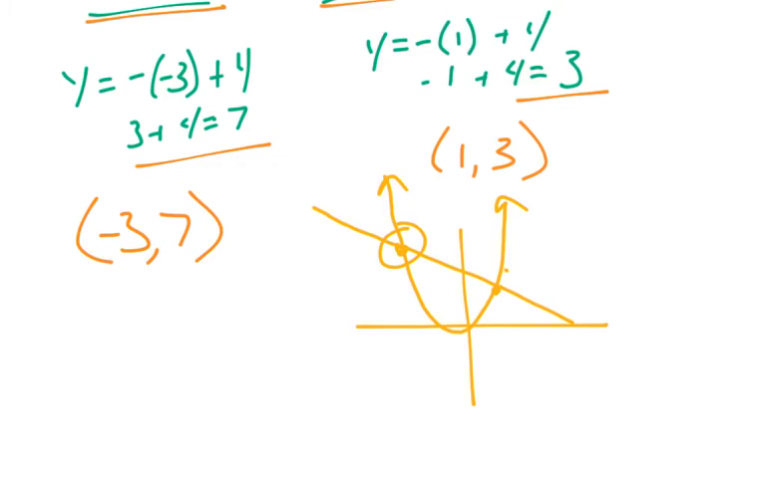We're looking for these 2 points of intersection, or any points of intersection. Sometimes you might get 2 points, sometimes you might get 1, sometimes you might get none at all. And we'll look at a case of that a little later. All right, let's move on.